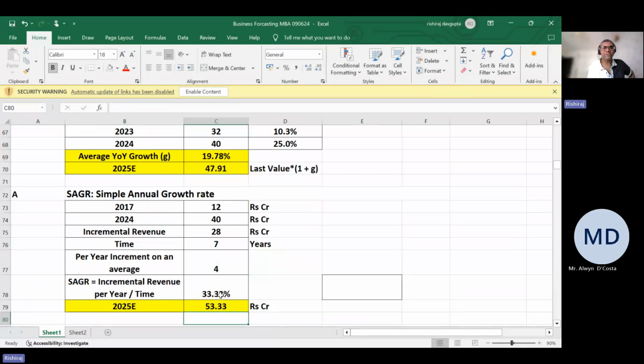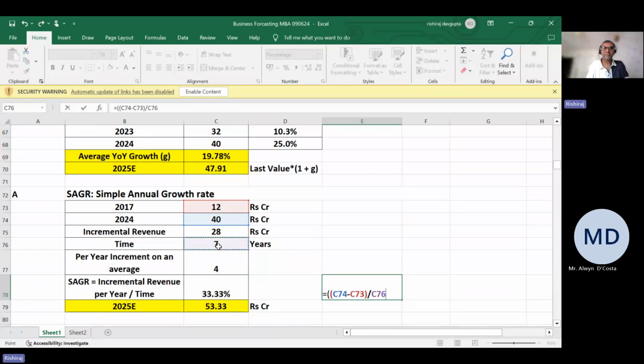Instead of breaking it down into these 4 steps, incremental revenue, time, per year increment on average, and then SAGR, I can calculate directly. The incremental revenue per year is 40 minus 12 divided by 7. This is the incremental revenue per year that we divide by the initial revenue, which gives 33.33%. The incremental revenue per year divided by initial revenue. It was a typo.